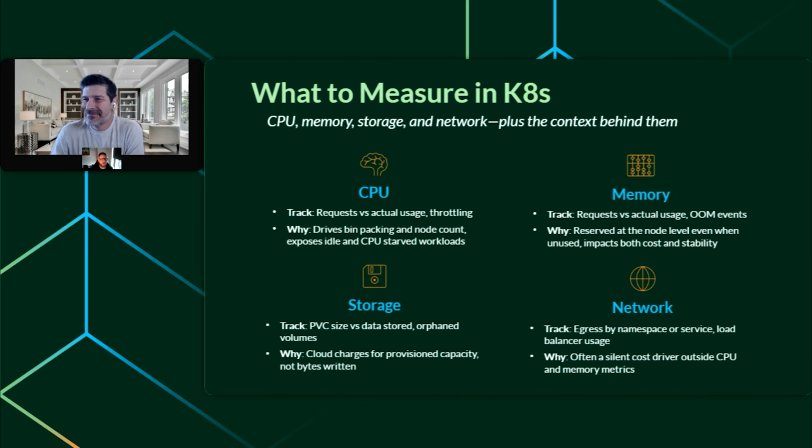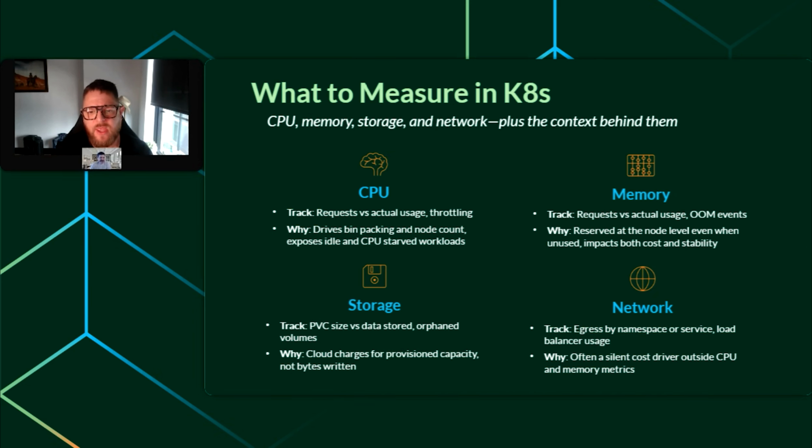What we're going to talk about quickly now is what to measure in K8s. Nothing too surprising from a technical perspective here. When it comes to understanding Kubernetes spend, the big four signals obviously are CPU, memory, storage, and network. Now, the CPU and memory drive node provisioning. If you over request, you're reserving and paying for capacity you may never use, and that idle utilization doesn't show up on your bill.